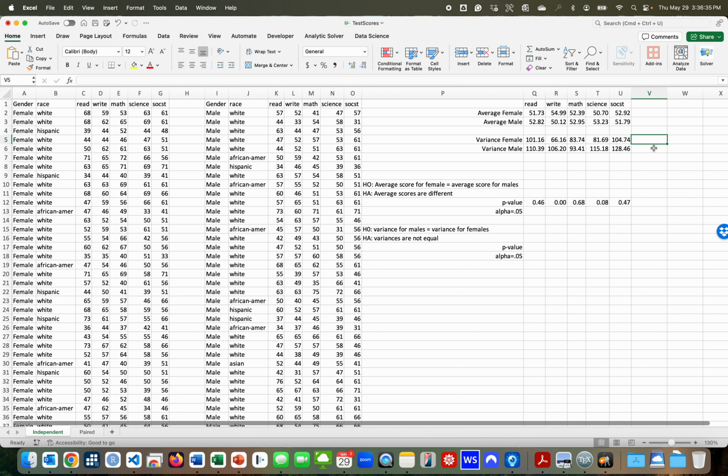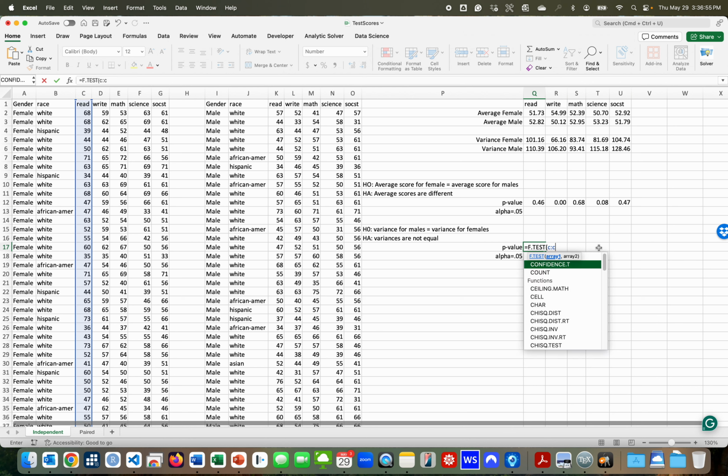So if you're testing variances, the null hypothesis is that the variances are the same. The alternative hypothesis is that the variances are different. So we do this using an f-test. So we're going to do f.test, array 1 c:c for reading for females. Array 2 column k, that's the reading score for males. There are no other options here.